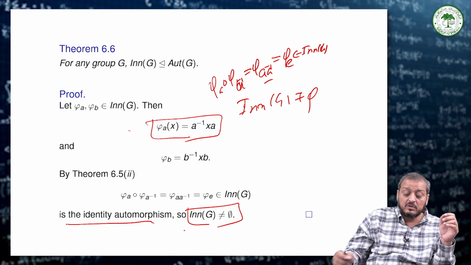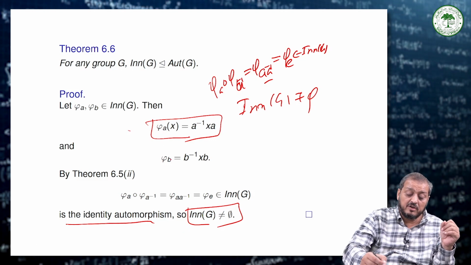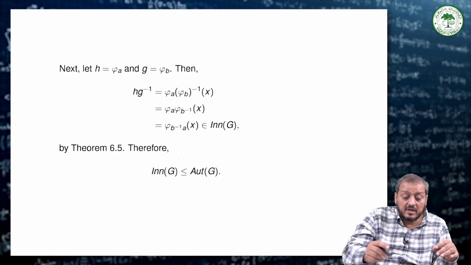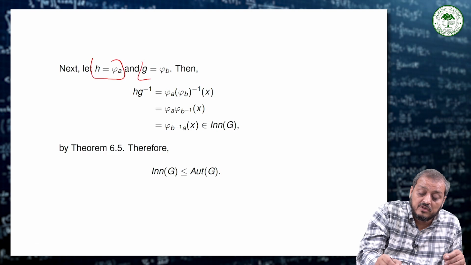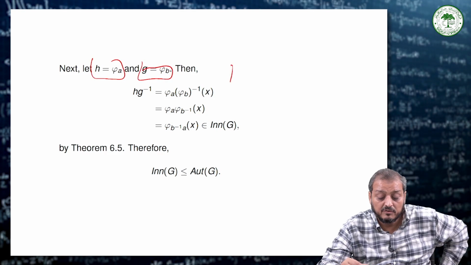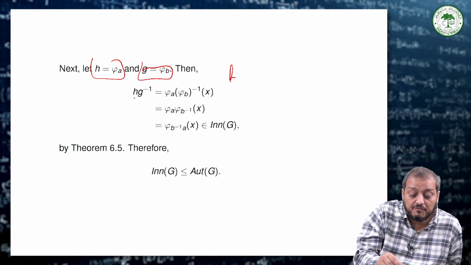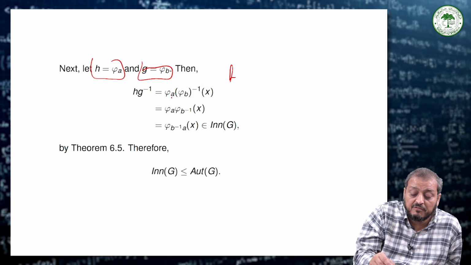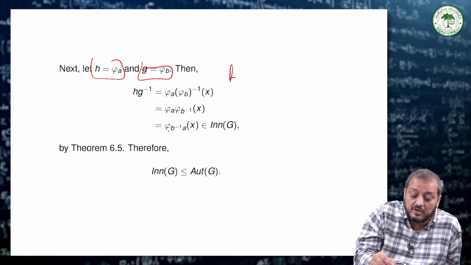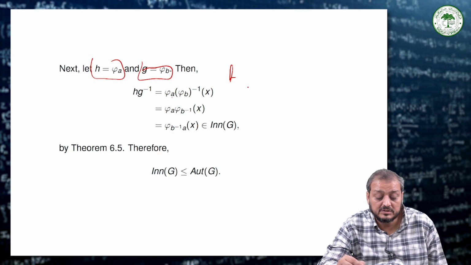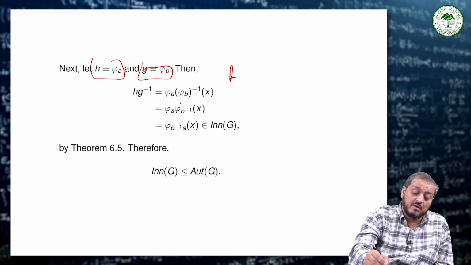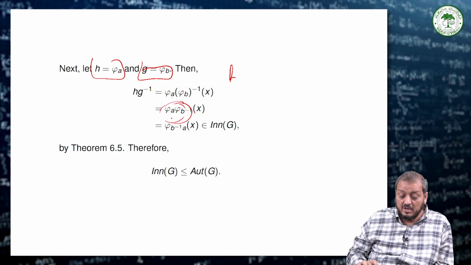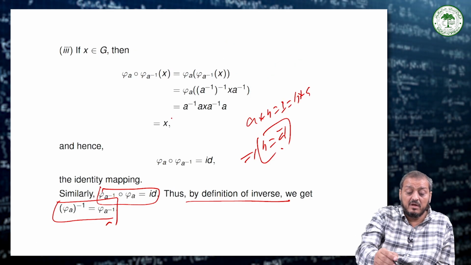And now we show that phi of A composed with phi of B inverse is also of this form. So we can take H equal to phi of A and G equal to phi of B. Then we have to take phi of A composed with the whole inverse of phi of B, acting on x, and we get phi of B inverse and then phi of B inverse A. Now by the composition of this mapping, this can be written as B inverse A inverse, like this.